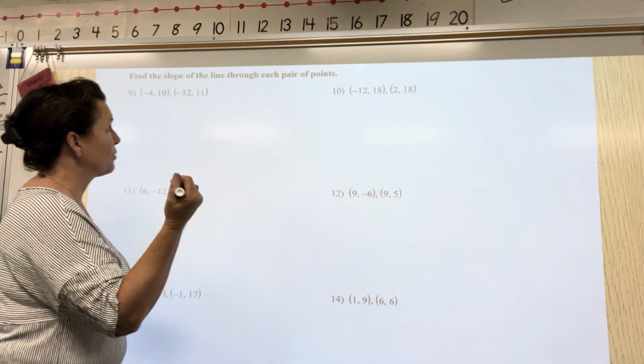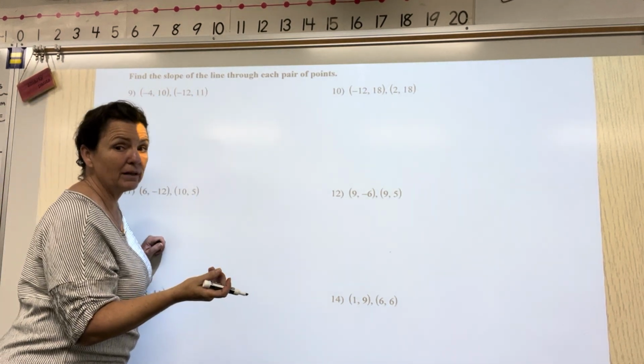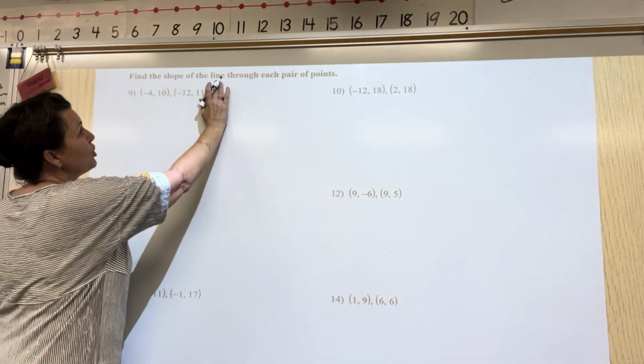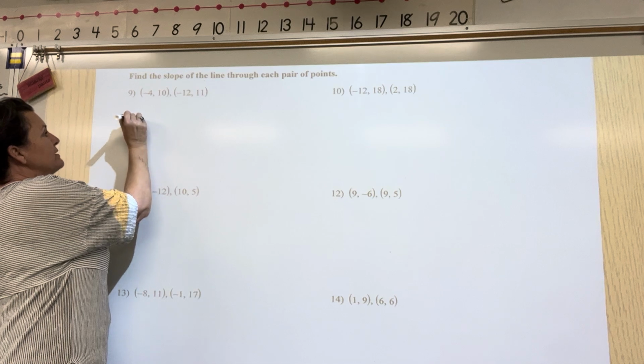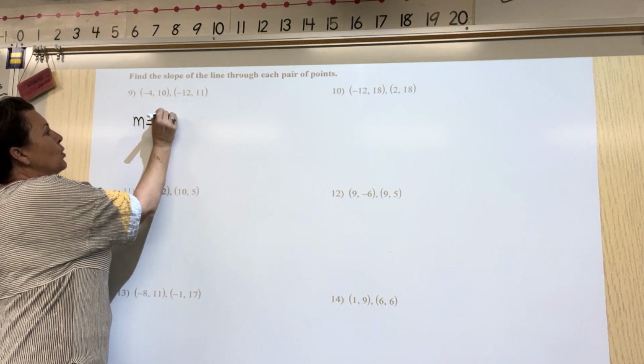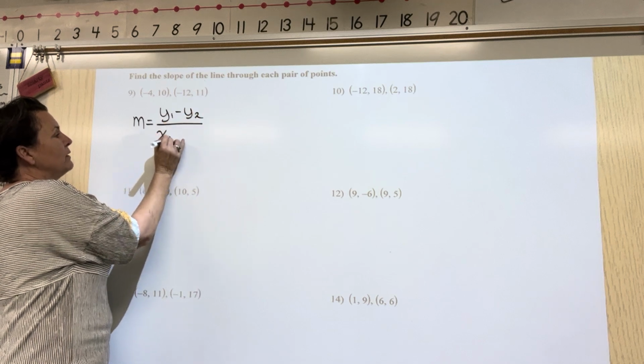So here's the formula I'm gonna use, because if you don't have a visual, you're gonna have to use the formula. So again, we want to find the slope of the line through the pair of points. So here's the formula you're gonna write down. M equals y1 minus y2 all over x1 minus x2.